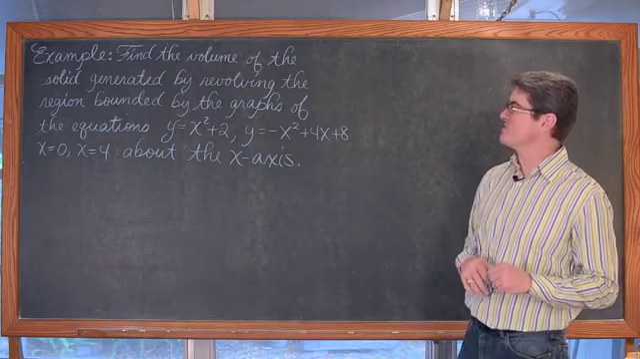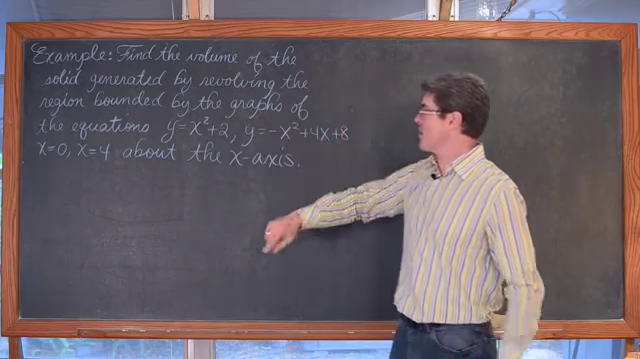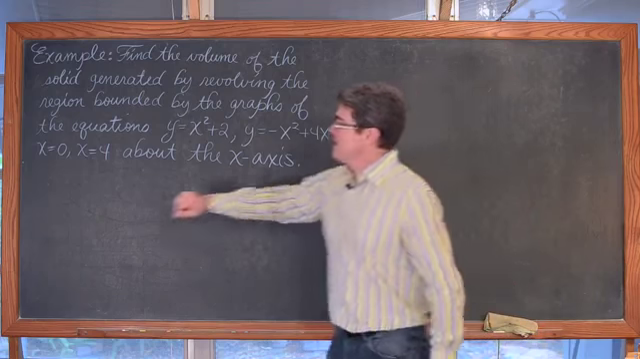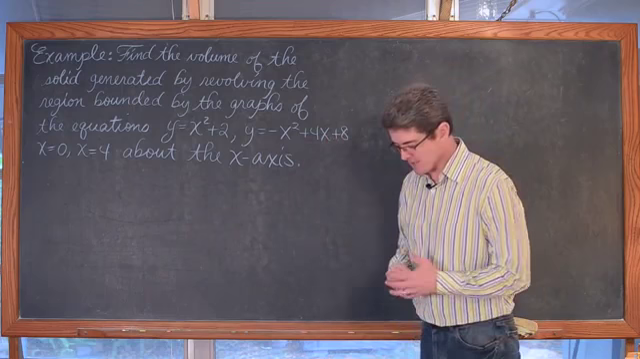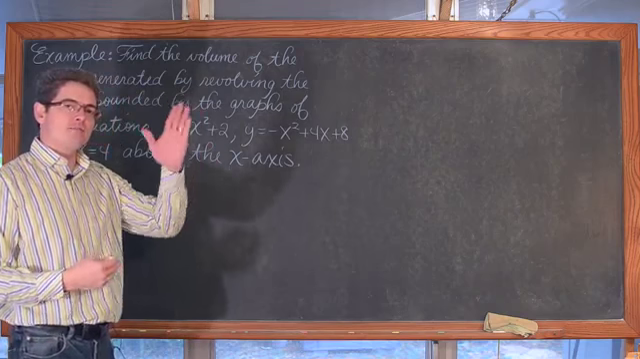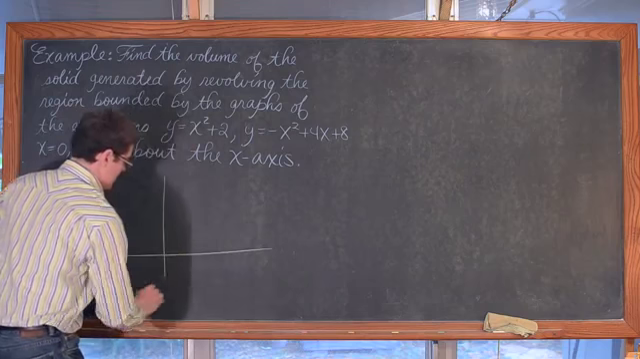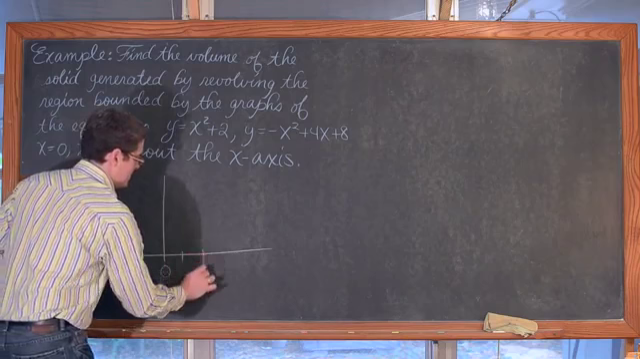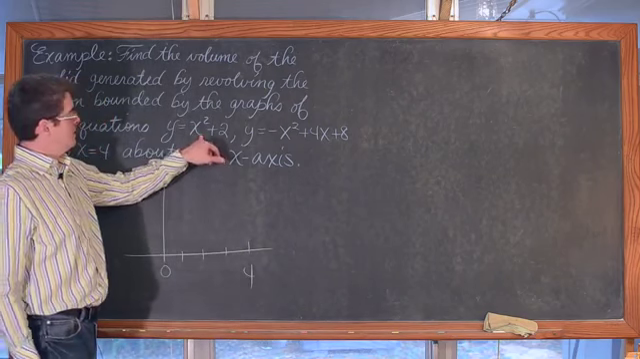Find the volume of the solid generated by revolving the region bounded by the graphs of the equations y equals x squared plus 2 and y equals negative x squared plus 4x plus 8 and x equals 0 and x equals 4 about the x-axis. So that means that if we're revolving about the x-axis, we're going to have vertical representative rectangles, and we are going to, again, have a lower and upper bound on the x-axis of 0 and 4. I see that I have a parabola.